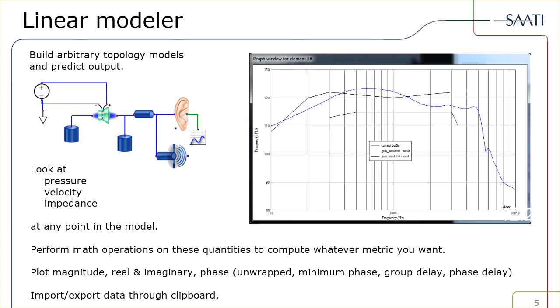Here's an example of a linear modeler model. You have a variety of graphical icons that you can select and drag around and connect together in any arbitrary topology.